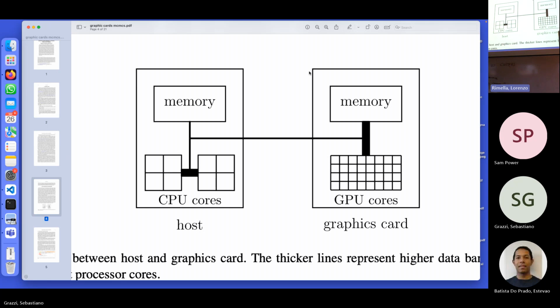Right, other things here. Yeah, the CPU is called host because it's hosting the GPU, and that's it.